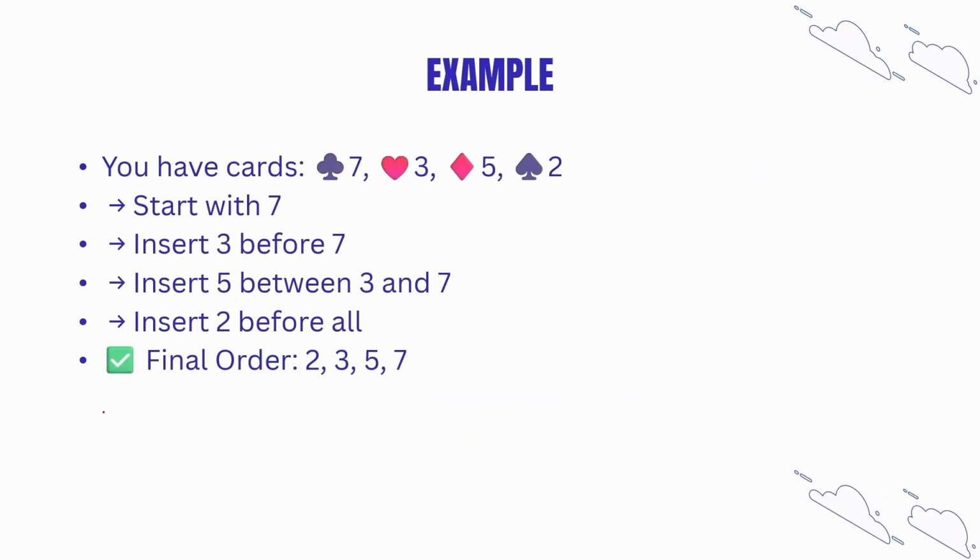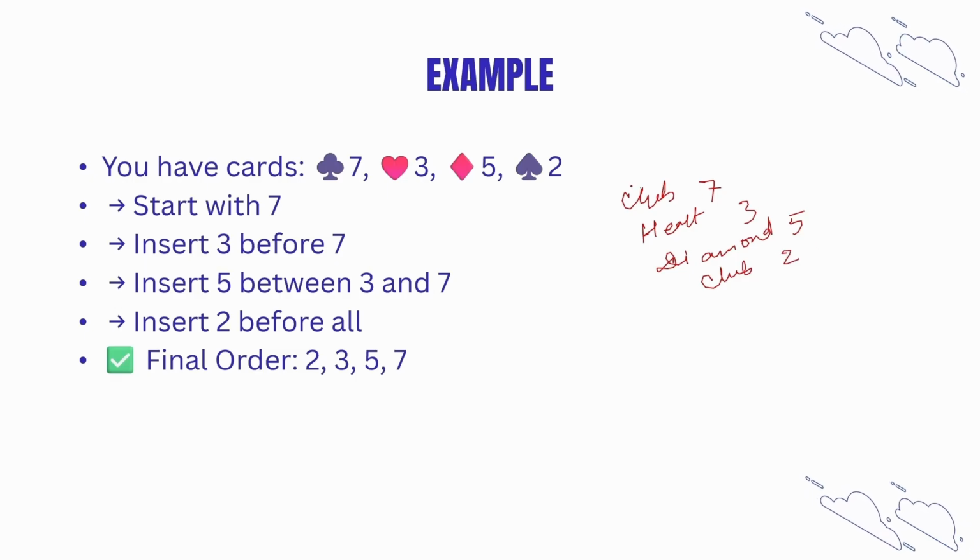See, this is the example here. Let's say we have these 4 cards: a club of 7, a heart of 3, a diamond of 5, and a spade of 2. These are our 4 cards. Now we'll start with 7. A single card 7 is already sorted.